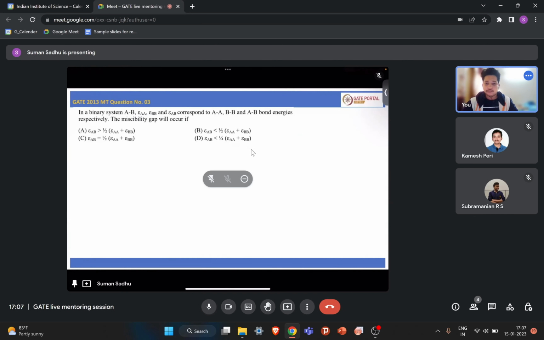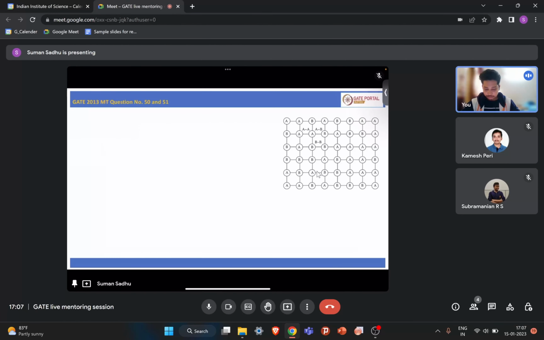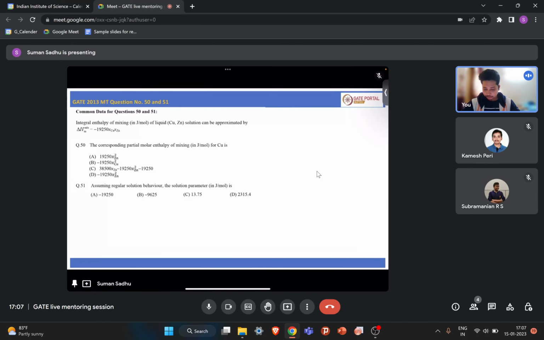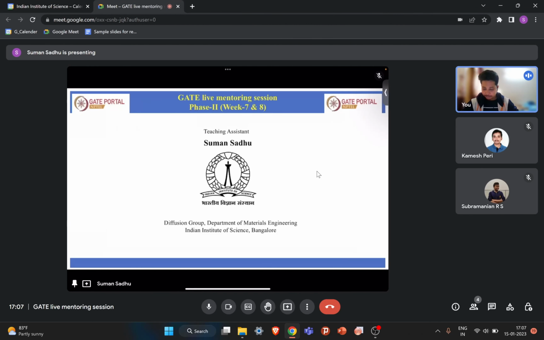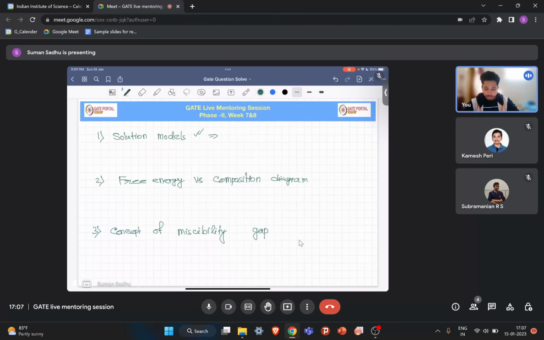So I'll cover those topics first so that it will be easy to understand. Most of the questions are related to the solution, so it will be better if I cover the concept of the solution and the free energy versus composition diagram. Then I will move to the different questions, and we'll solve them together. So let's start.